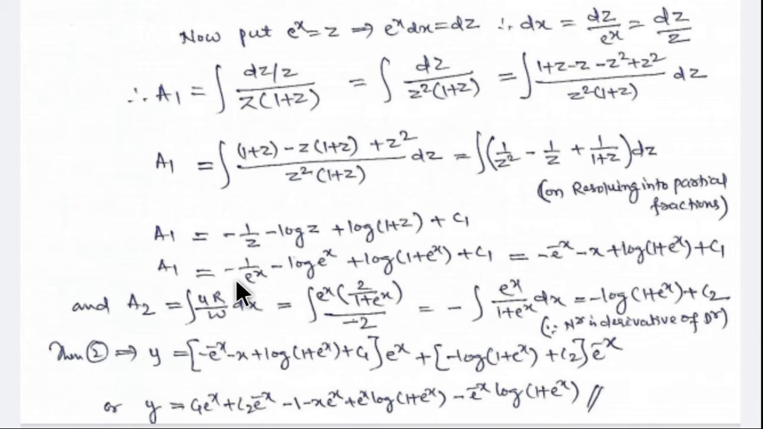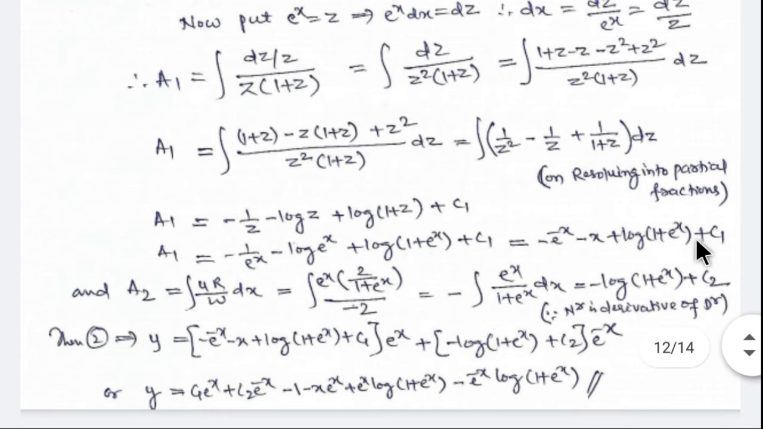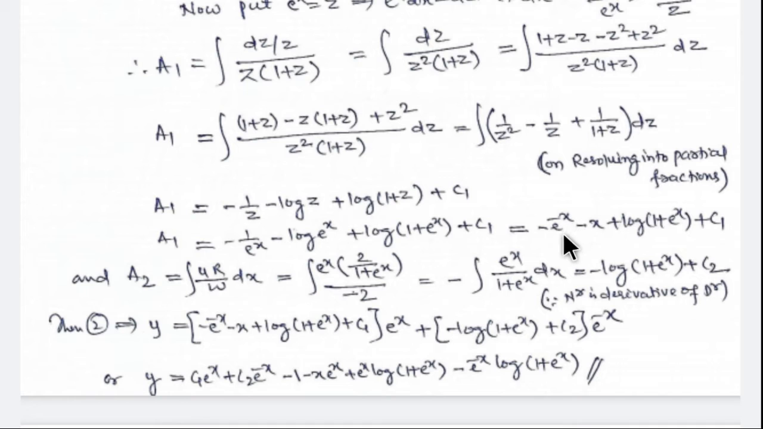This is a1. Substitute back, z is replaced by e raised to x, whatever substitution you have taken: minus 1 by e raised to x, minus log e raised to x, plus log of 1 plus e raised to x, plus c1. Simplifying, in the numerator you can write minus e raised to minus x. Here log and e raised to x are inverse operators, inverse of each other. So you get x here: minus x plus log of 1 plus e raised to x plus c1. This is the value of a1.